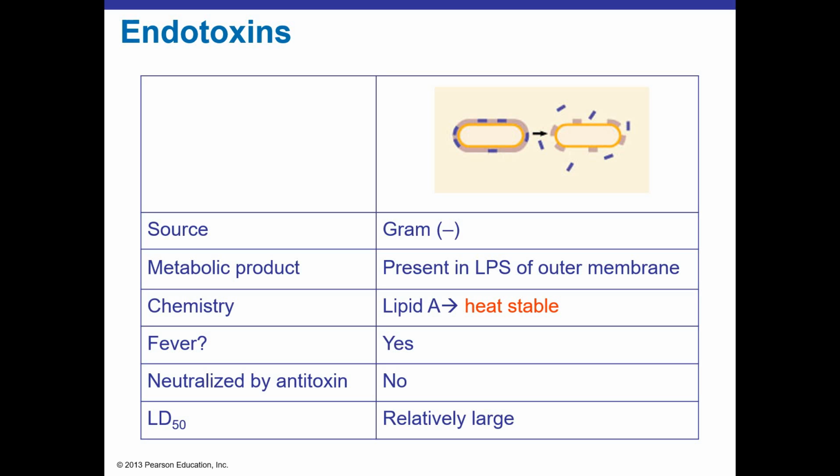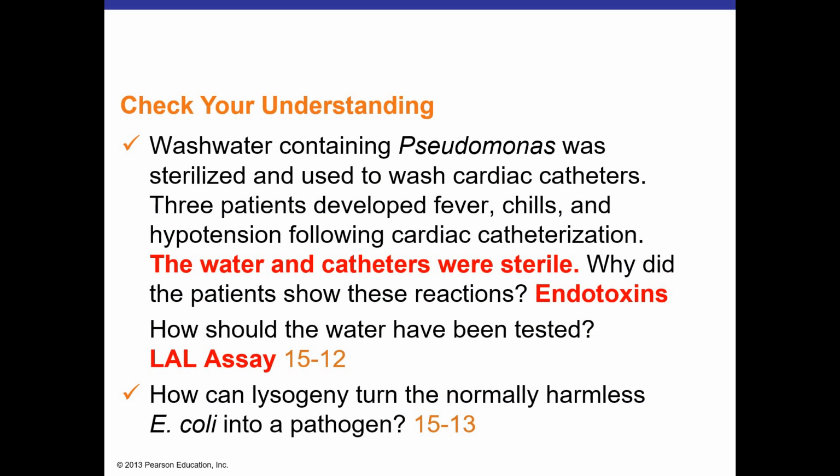However, these are not very good at stimulating antibody production. Lipids are very repetitive, and so they're just not very good at eliciting an antibody immune response. So therefore, they are not neutralized by antitoxins. We can't use antibodies to help with the situation. The only good thing, they have a relatively large LD50. That means that it takes a relatively large amount of the endotoxin to cause something like endotoxic shock.